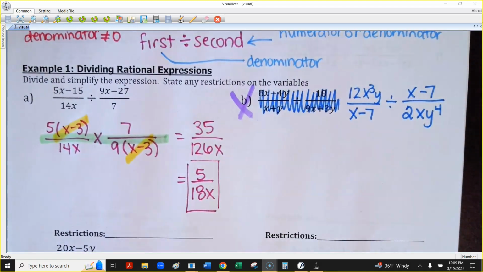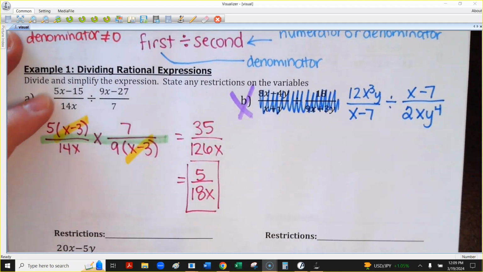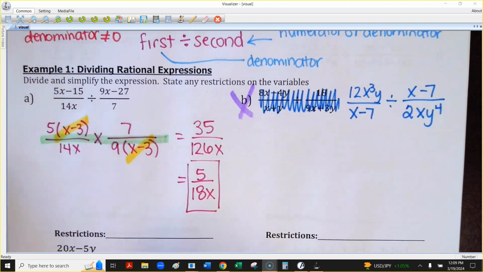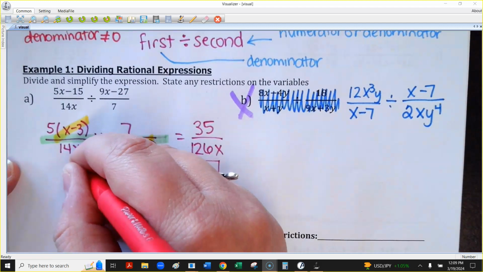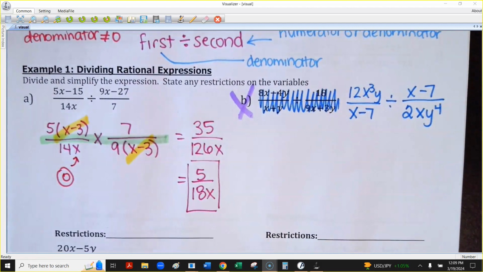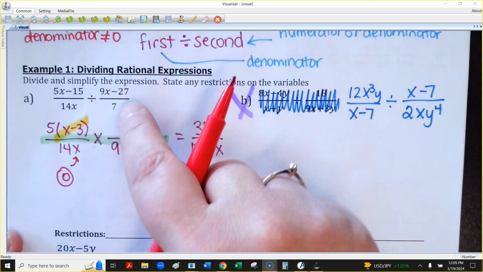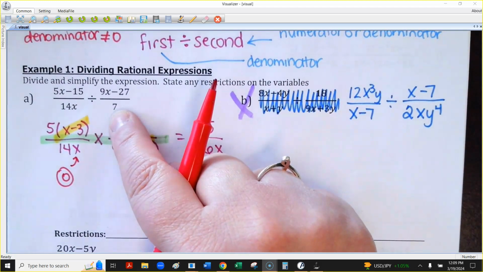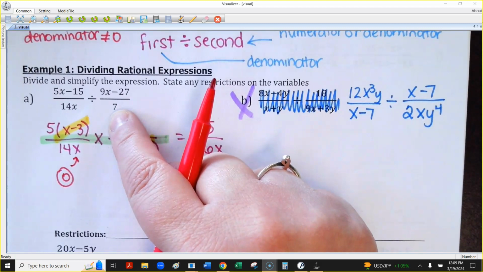Okay, so for my restrictions, if you look at the original problem, what's in the denominator is 14x, so 0. Yeah, if you have a number times x, if you have a plain x not in parentheses, 0 is going to be the problem, because 14 times 0 would be 0. Now, on the second fraction, this one's a little weird. The original denominator is just the number 7. So there's nothing that would make that 0 because there's no variable down there.